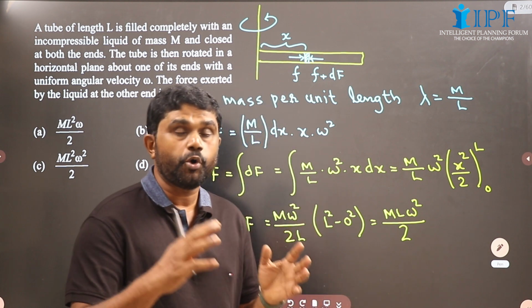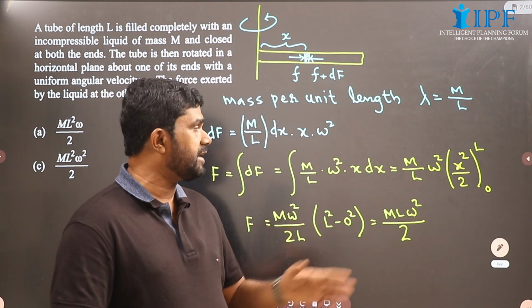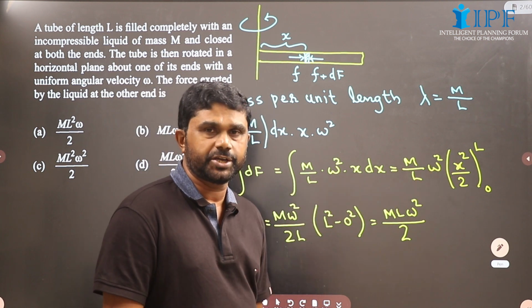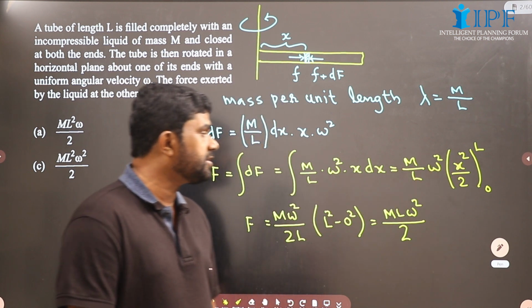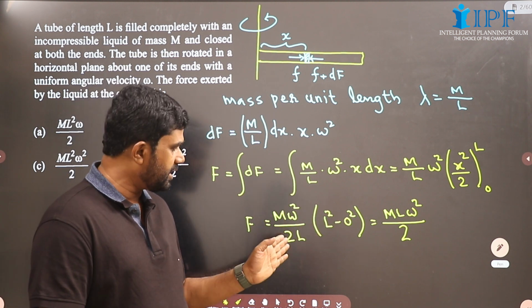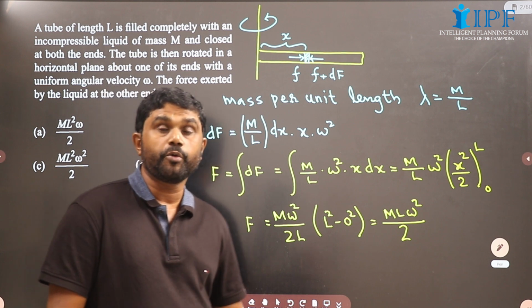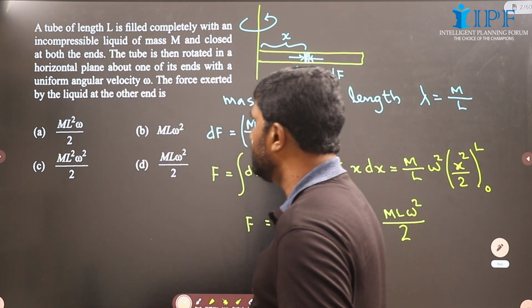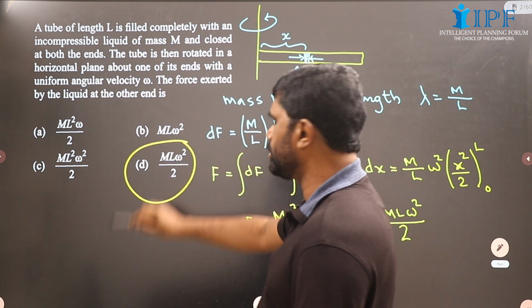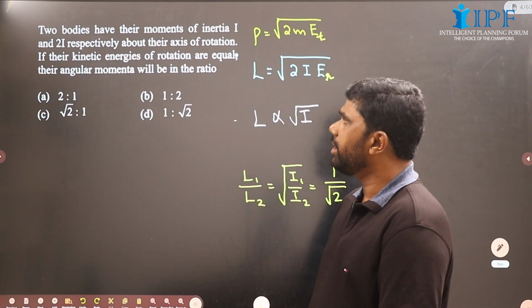In which m omega square by L is constant, that we can take outside, and when x is integrated we will get x square by 2. When it is evaluated from 0 to L, we will get L square minus 0 square divided by 2. So m L omega square by 2 ultimately. Now let's see what we have next.